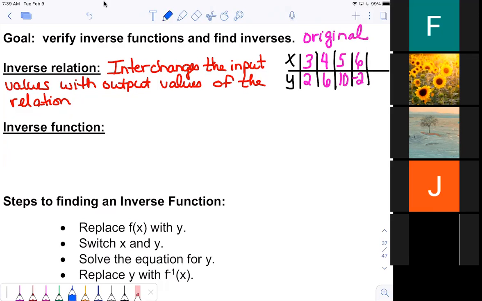To find the inverse relation, it says interchange the input and the output values of the function. So I'm going to make myself another T-chart down below.